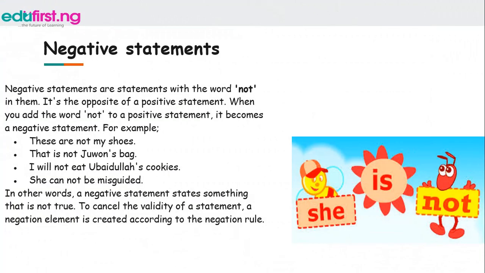Negative statements. Negative statements are statements with the word not in them. It's the opposite of a positive statement. When you add the word not to a positive statement, it becomes a negative statement. For example, this is Obi's car will become this is not Obi's car. Chinyere and Hadiza are friends will become Chinyere and Hadiza are not friends. I can dive in a positive statement will become I cannot dive, while you will succeed will become you will not succeed.